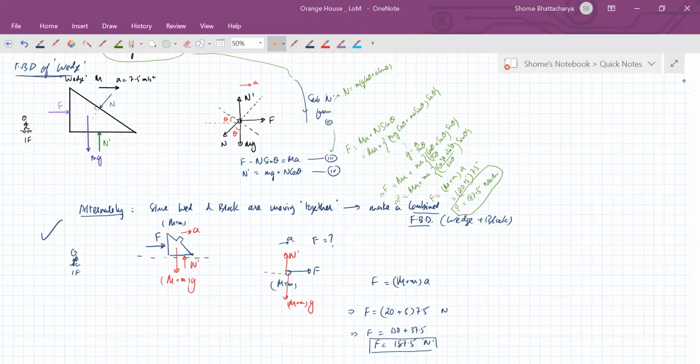Is it clear now? Both the methods are clear, people? Okay, good.